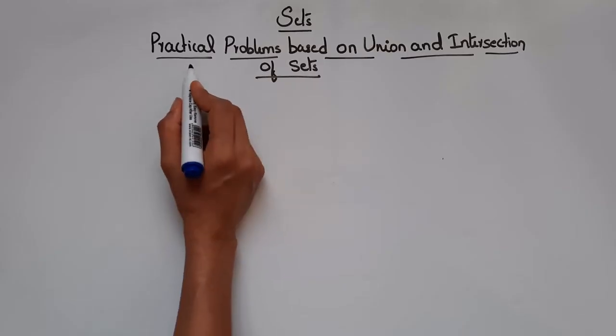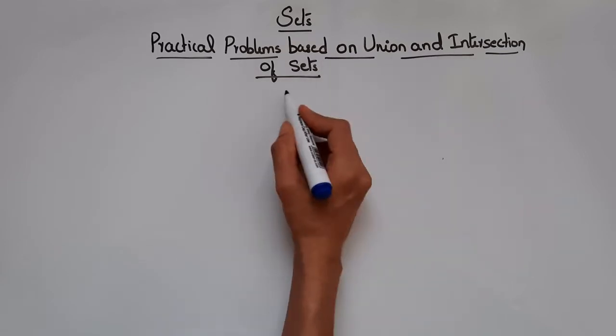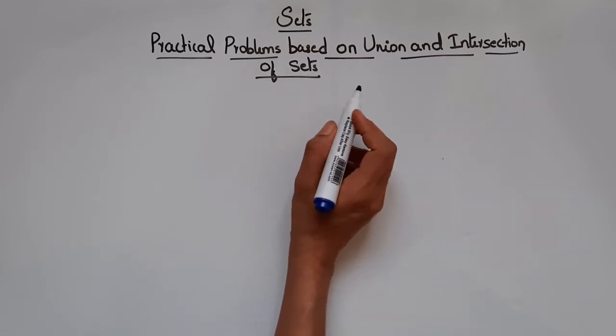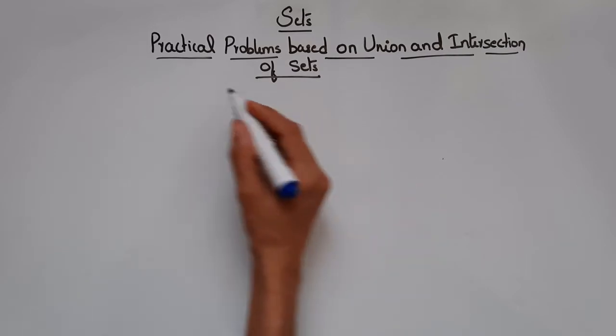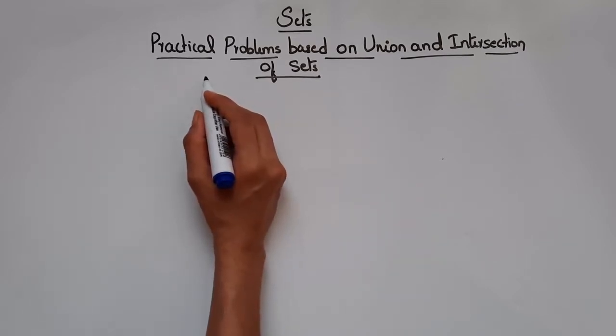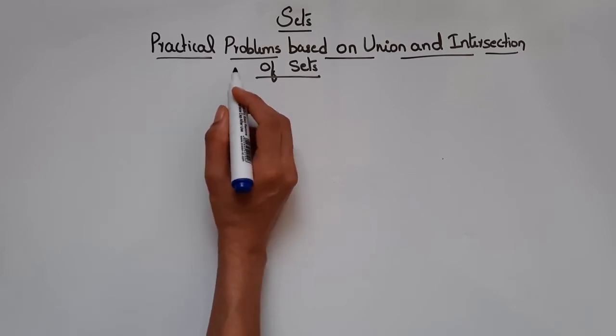In this video, we will see practical problems based on union and intersection of sets. We have already seen union and intersection of sets. If you haven't, then there is a link in the description box below, you can check that out. So in order to solve the problems under this topic, we have three formulas. We will see how we got those formulas and how to apply them in the problems.